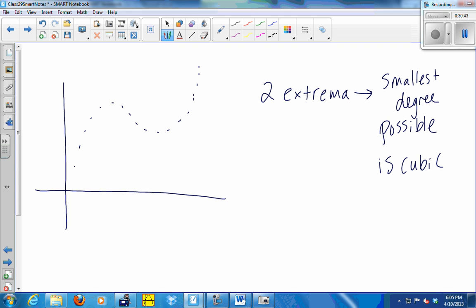Does that make sense? So we're going to start using not just linear and not just quadratic, but cubic and quartic and quintic. Okay, so you can use whatever degree polynomial you want, and the degree you choose depends on the behavior of the data. 1 peak or valley, a quadratic makes sense. 2, use a cubic. 3, use a quartic, etc.